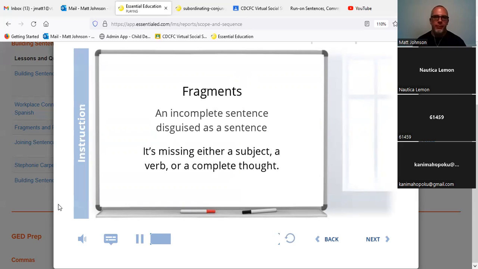Sometimes novelists and creative writers will use fragments on purpose to make something stand out, like this. Renee wouldn't stand for being treated like that. Not at work. Now, not at work isn't a complete sentence.